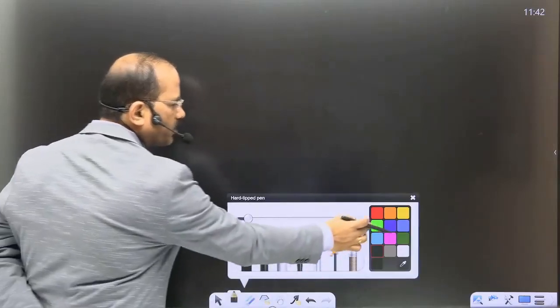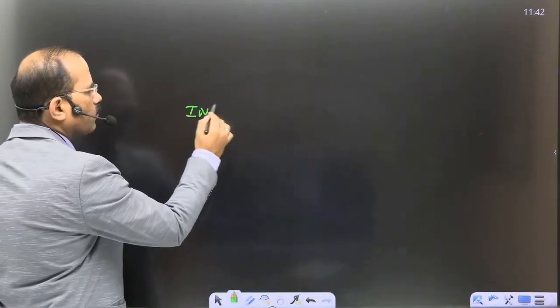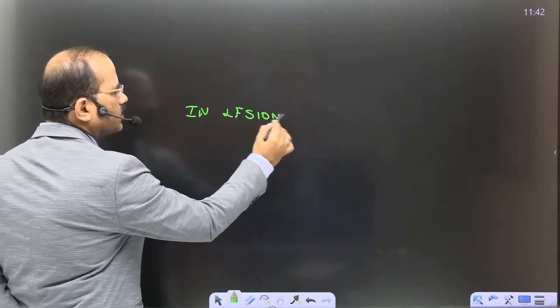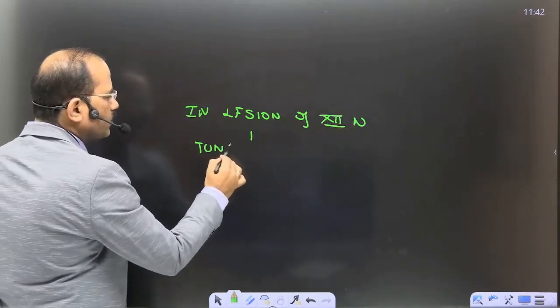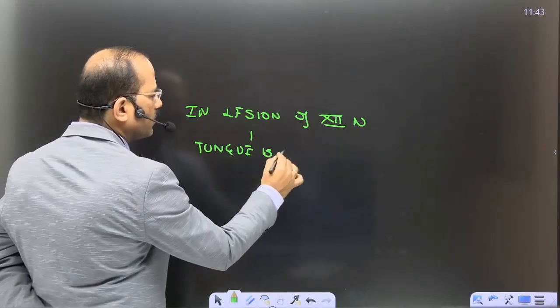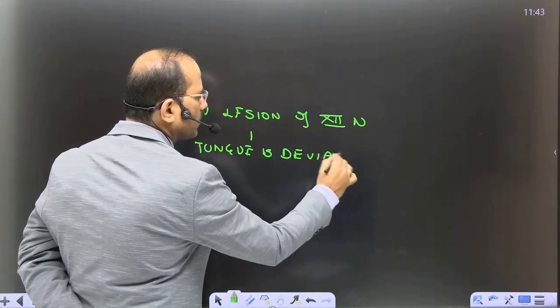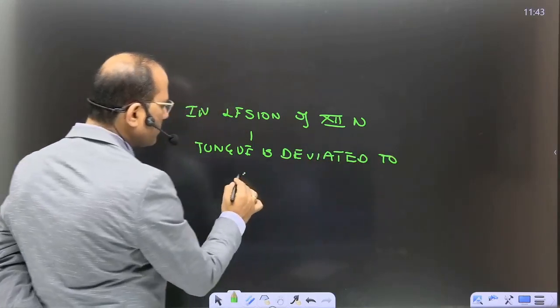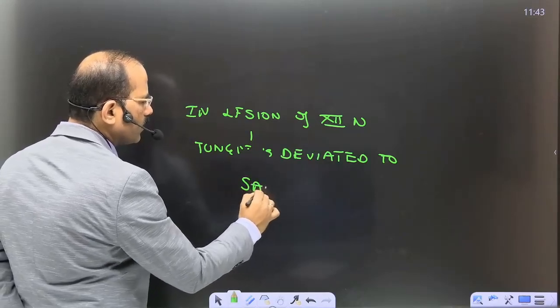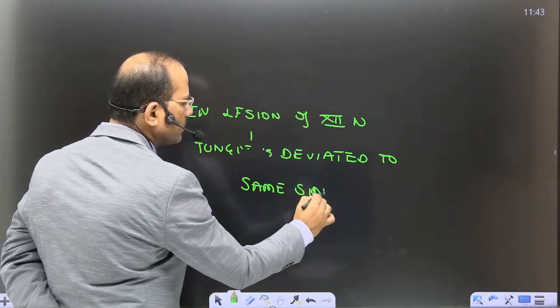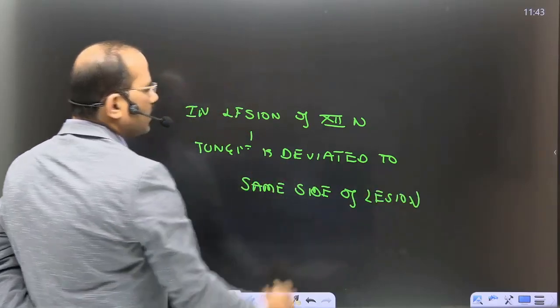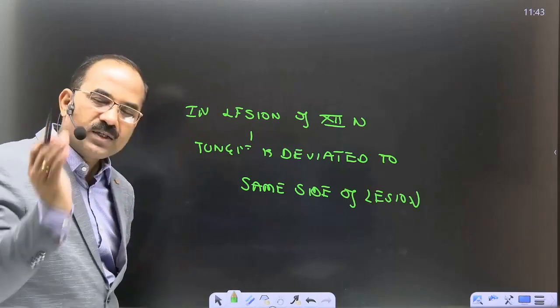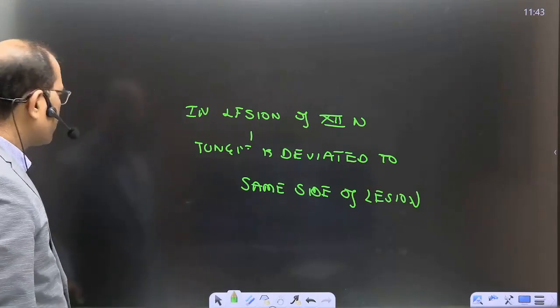So in lesions of the hypoglossal nerve, remember, students, this is a very important MCQ. In lesions of the hypoglossal nerve, the tongue is deviated to the same side of the lesion. Clear? That's a very important MCQ. Students, just try to understand this.